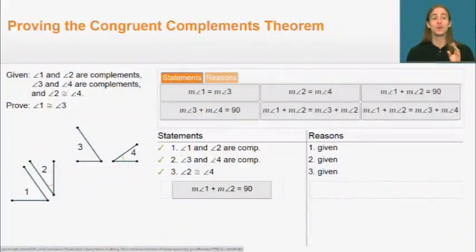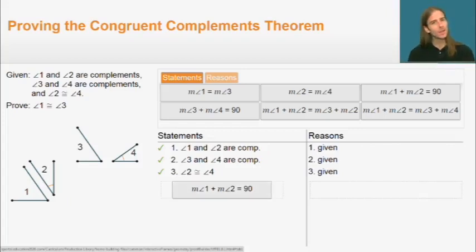Let's prove the congruent complements theorem. In this theorem, we're given that angles 1 and 2 are complements, that angles 3 and 4 are complements, and also that angles 2 and 4 are congruent. We know all this information because it's given to us in the problem on the left-hand side of the screen, and we're asked here to prove that angle 1 is congruent to angle 3.